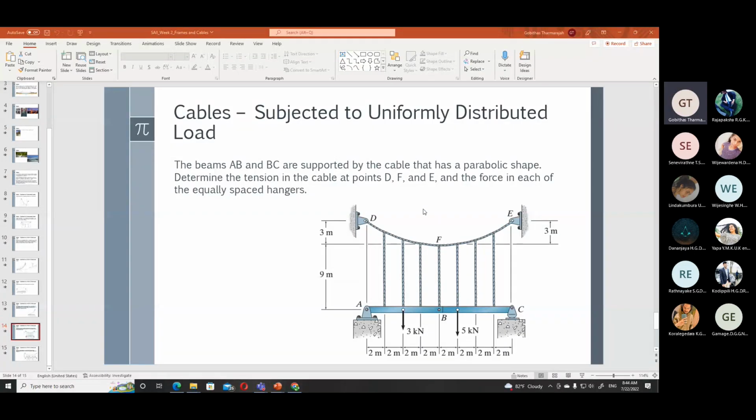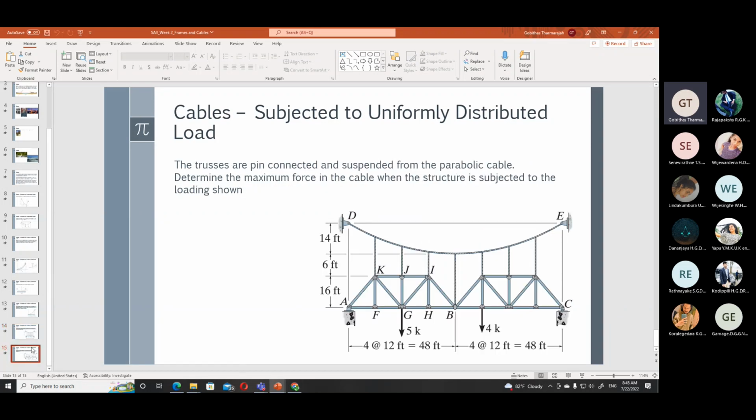So yesterday we have worked out this problem, and we have another problem. There are several problems in the book. Say, if you look at this problem, this is somewhat similar to what we have done yesterday. So if you look at this, the trusses are pin connected and suspended from the parabolic cable. Determine the maximum force in the cable when the structure is subjected to the loading shown.